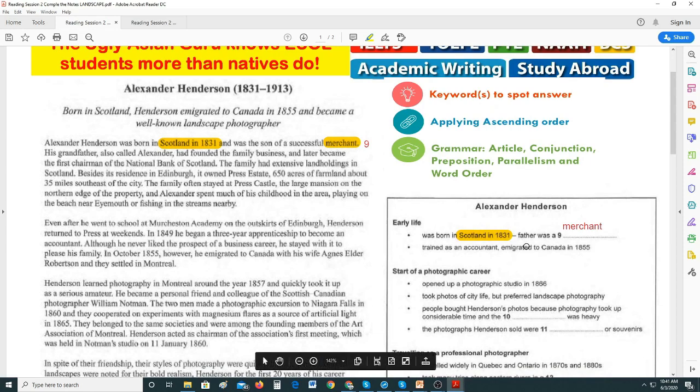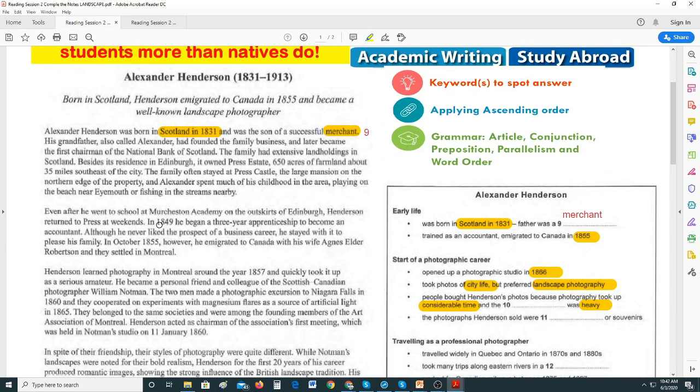But see, from number 9 to 10, a lot of water under the bridge, meaning 1855 is gone, 1866 is gone, then took photos of city life is gone, landscape photography is gone, then people bought Henderson's photos. So our first clue is we have to figure out 1866, 1855 and 1831. After 1866, we'll find out whether people bought his photography, and people bought Henderson's photos because photography took up considerable time and something was heavy.